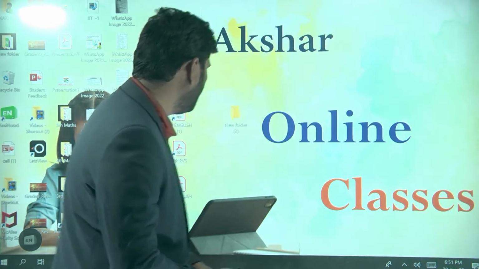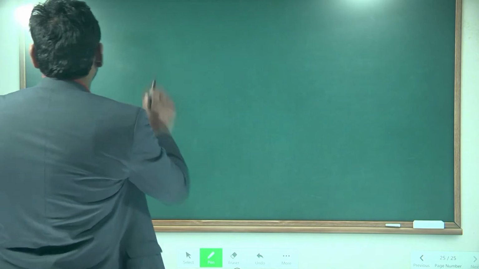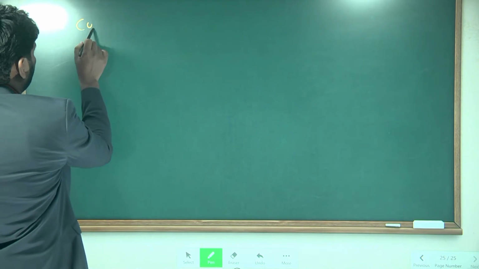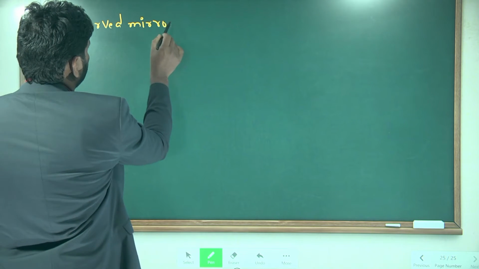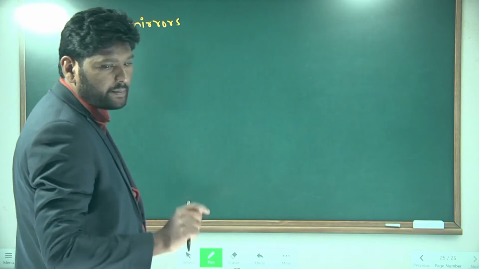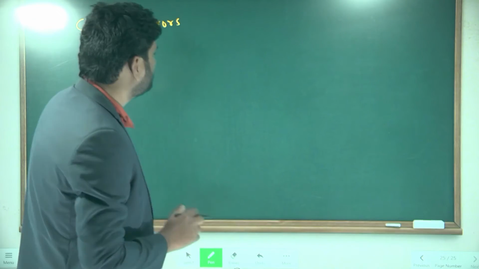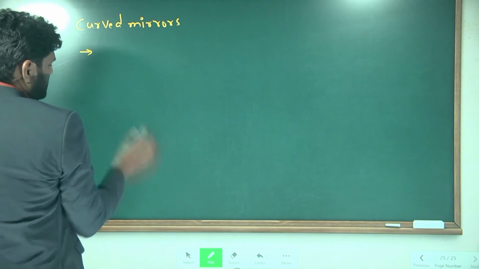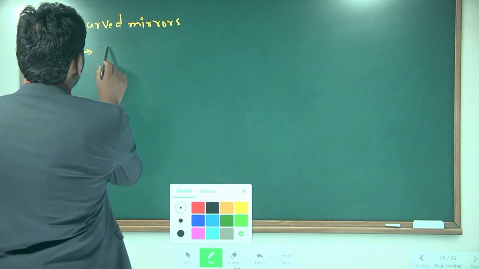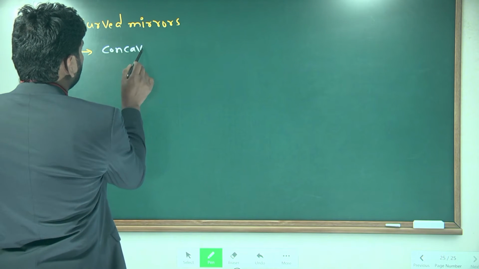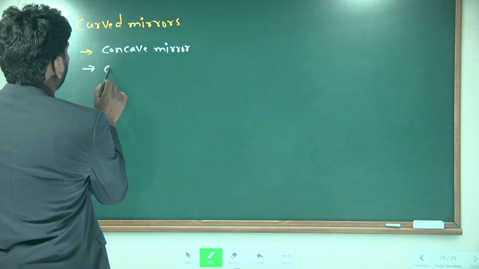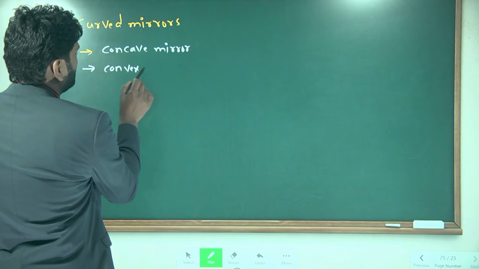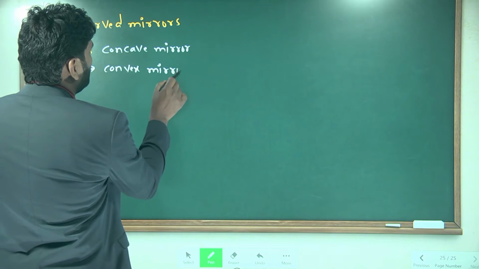Understand? How many types of curved mirrors do we have? Do you have any idea? Now today I'll discuss curved mirrors. First of all, how many types of curved mirrors do we have? We have two types of curved mirror. One is concave mirror. Another one is convex mirror. Concave mirror and convex mirror.